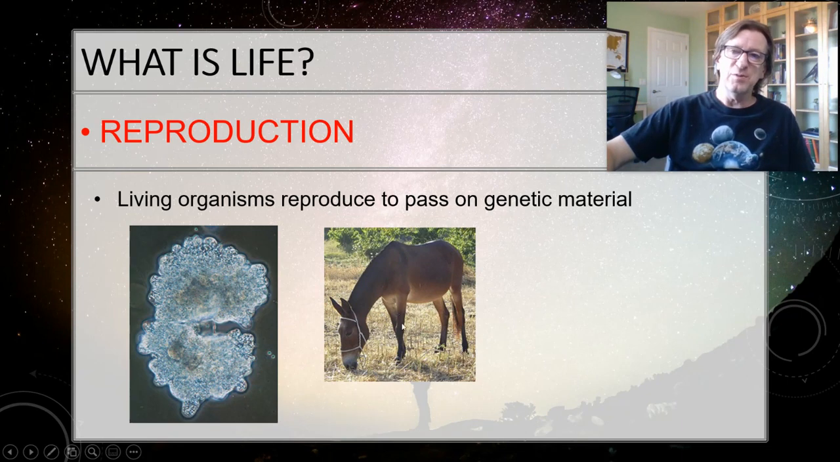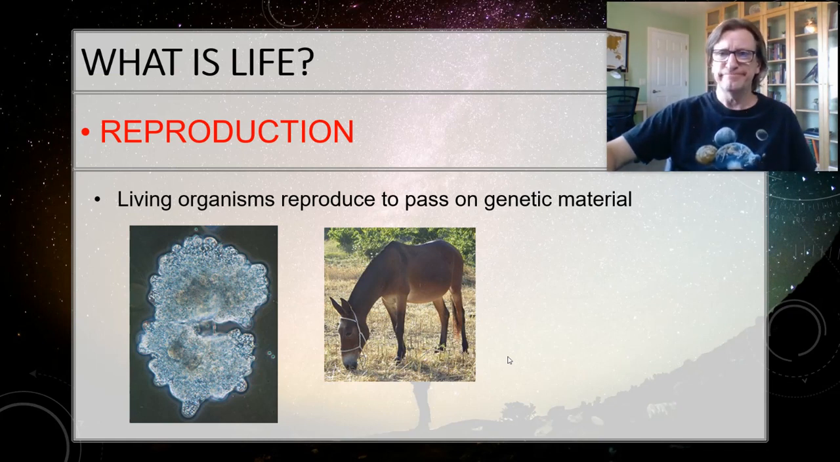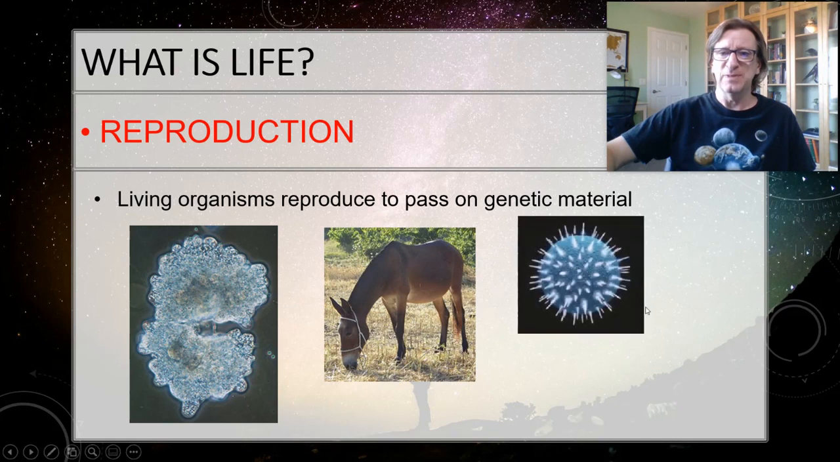However, do you know what this is? This is a mule. So a mule is a cross between a horse and a donkey, and all mules are sterile. They cannot reproduce. So does that mean mules aren't alive because they don't have reproduction? That's kind of a problem, isn't it?